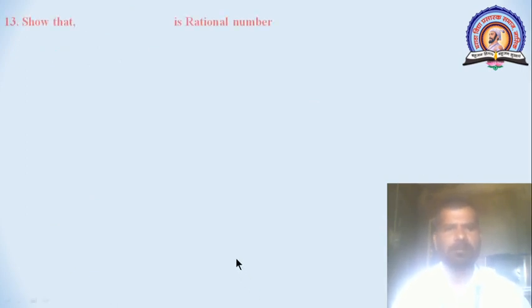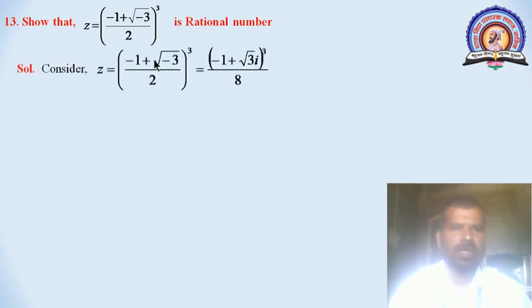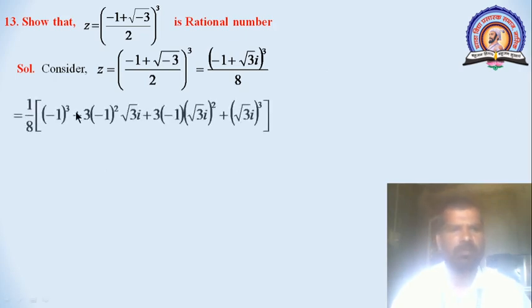Now the next example is: show that z = ((-1 + √-3)/2)³ is a rational number. Consider z. We know that (a/b)³ is a³/b³, so 2³ is 8, and we have (-1 + √3 i)³. We expand this cube using (a + b)³ = a³ + 3a²b + 3ab² + b³. Using that formula, we have 1/8, take this 1/8 outside, making the cube of (-1 + √3 i).